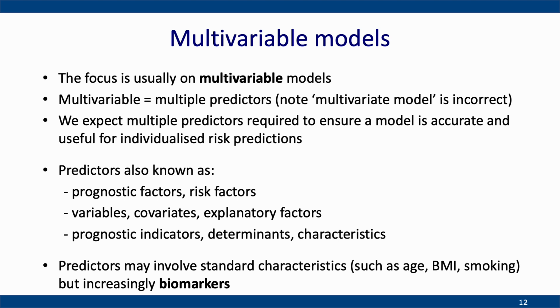Predictors, you may also know those as prognostic factors, risk factors, variables, covariates. I will probably interchange my language here, but they are characteristics of an individual that we can measure and record, that tell us about future prognosis and give us a better prediction. So things like age, BMI, smoking, increasingly genetic information, biomarkers, and so forth.